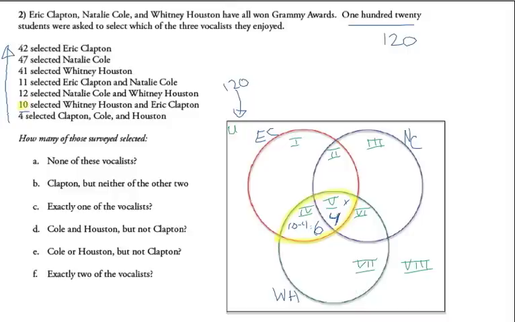Okay, let's move on. Next one, 12 selected Natalie Cole and Whitney Houston. So Natalie Cole and Whitney Houston is going to be this intersection right here, regions 5 and 6. Okay, so we need to have 12 people in this region. So this one's going to be 12 minus 4, and we get 8.